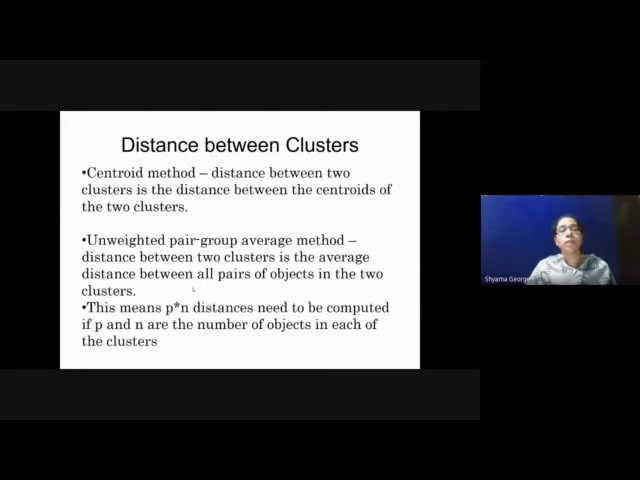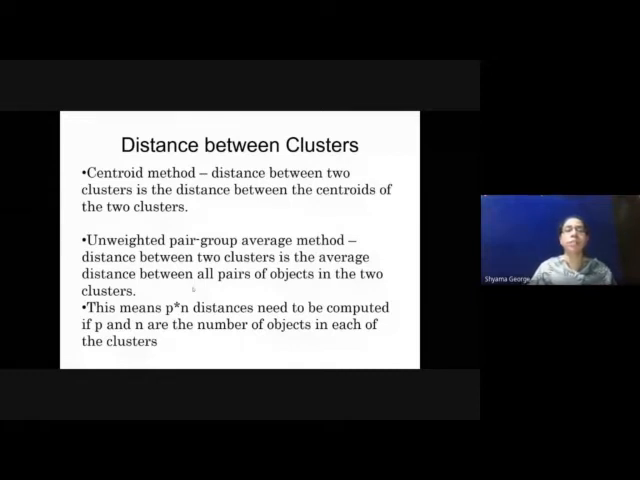Now this centroid method, which we did not discuss in the previous class, is one more measure for finding distance between clusters. In the centroid method, the distance between two clusters is the distance between the centroids of the two clusters. In k-means clustering, we know how to find the centroid of a cluster. So when we have to find the distance between two clusters, we find the centroid of each cluster and take the distance between the centroids.